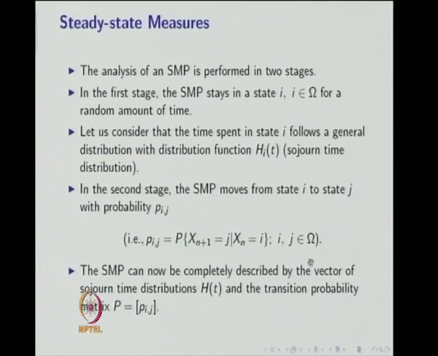So, the SMP can now be completely described by the vector of sojourn time distributions H of t and the transition probability matrix P, that is P of i, j. The transition probability matrix has all the row sums equal to 1 and the values lie between 0 and 1. And you have to supply the sojourn time distribution for each state. So, if these two pieces of information are given, then we know the semi-Markov process.